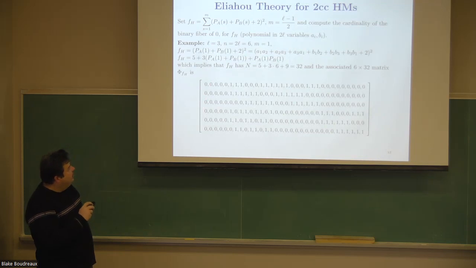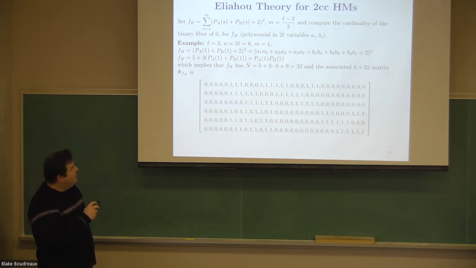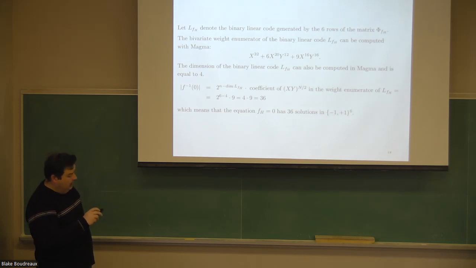And this is an example for L equals 3. There is only one equation. You expand it out and you end up with this after you simplify the squares of the monomials, and so on, right? Square free monomials, you keep square free monomials. So capital N is 32, and this is your matrix phi, 6 rows, 32 columns. And now you can compute its weight enumerator. Here it is. You can do it in Magma. It comes out like this.